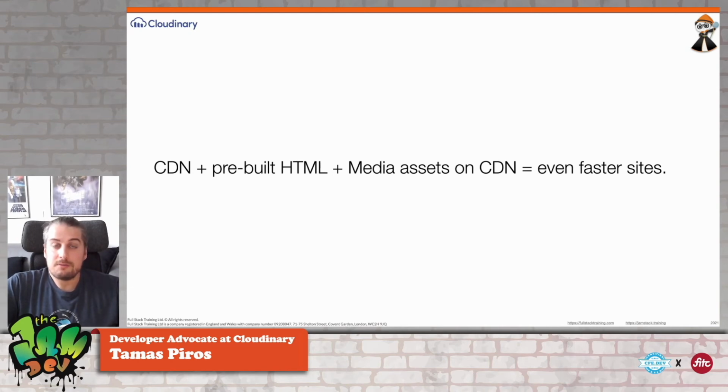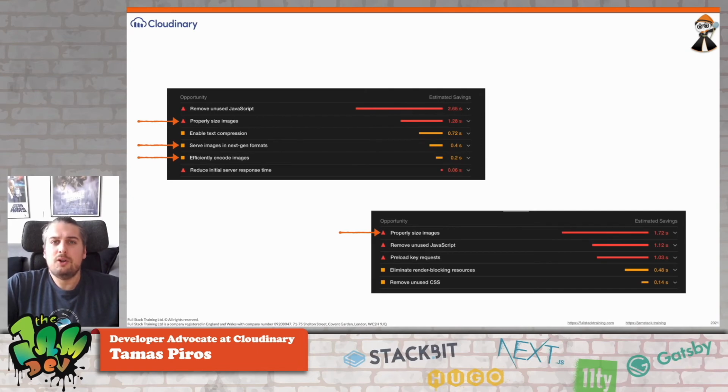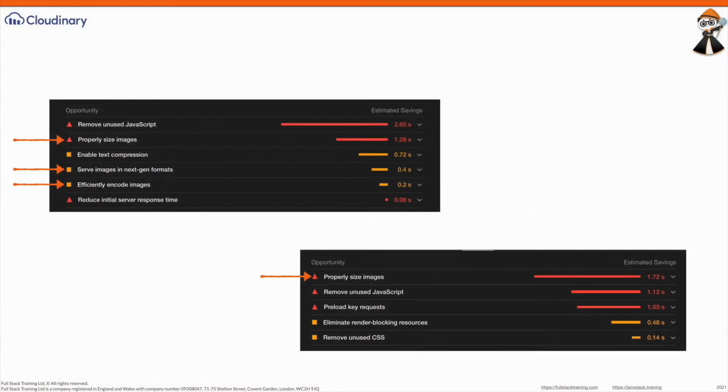So in my book, the formula looks like this. You have CDNs, you have the pre-built HTML, and you have media assets on a CDN that will yield an even faster site. Now, of course, if you take a look at Lighthouse, there are lots of other things that image CDNs can help you with. You may have seen these messages: properly size your images, serve images in next-gen formats, efficiently encode your images. These are all options that the image CDNs can help you with, and they can do this work for you pretty much automatically, so that your Lighthouse score and sometimes your Core Web Vitals score is also going to change in a positive direction.